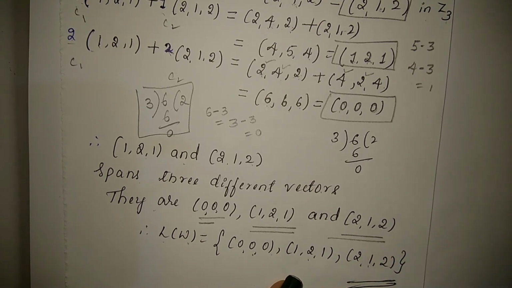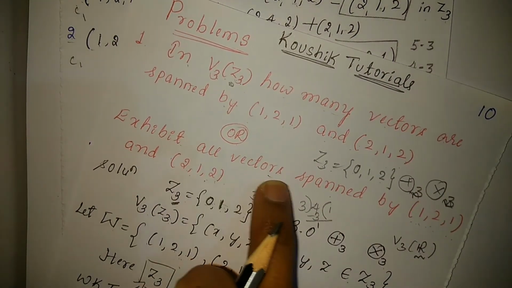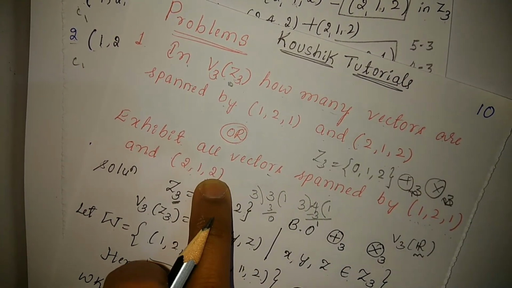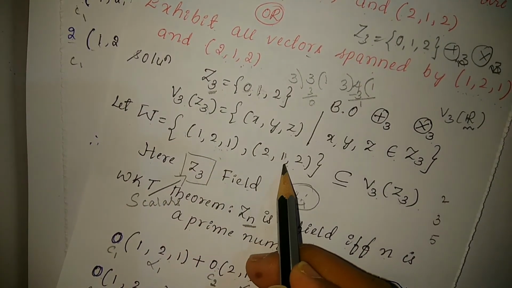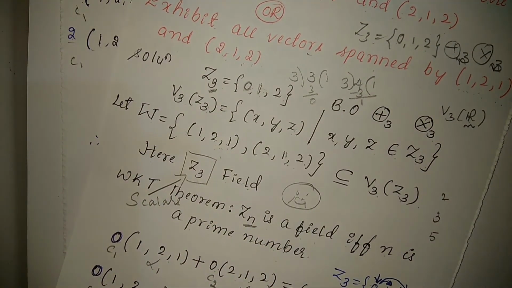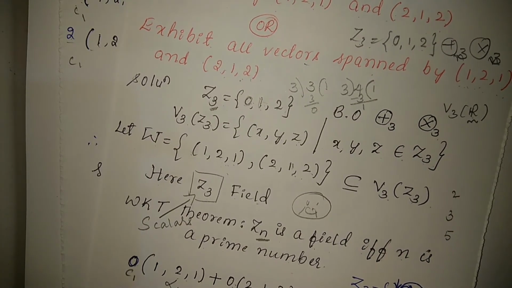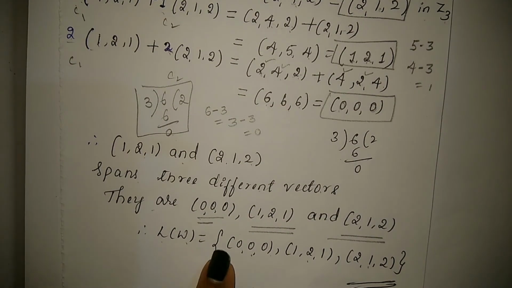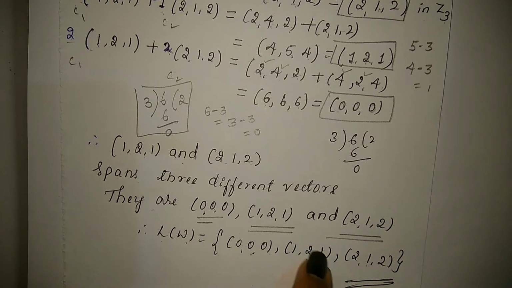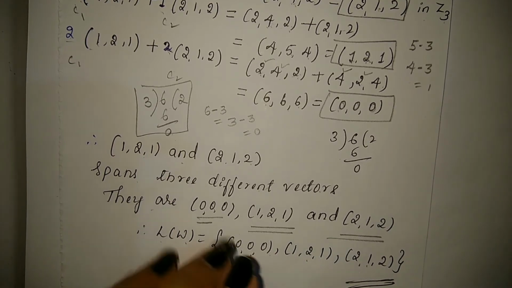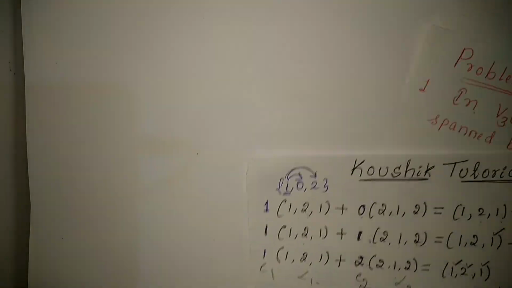Is it clear? So what is the question? Exhibit all vectors spanned by 1 2 1 and 2 1 2. Okay. So I am taking W equal to 1 2 1 and 2 1 2. Therefore the set of all spanned vectors is nothing but L of W. So we get L of W equal to 0 0 0, 1 2 1 and 2 1 2. Is it clear? So next question, to better understand.